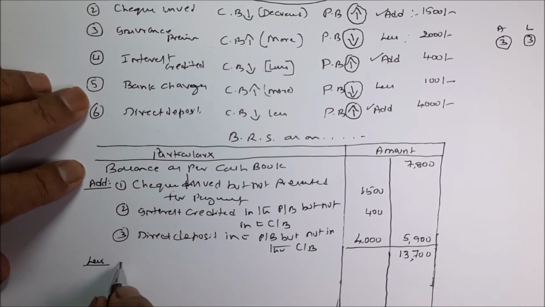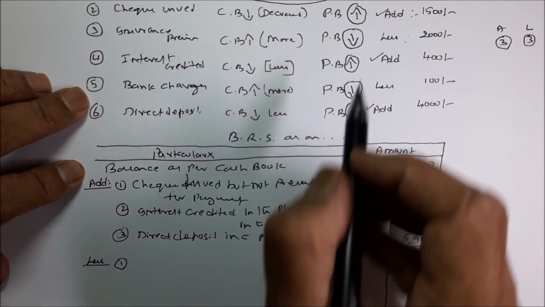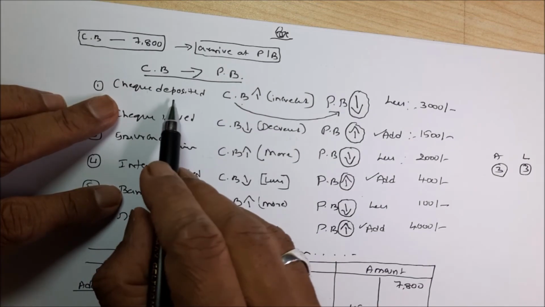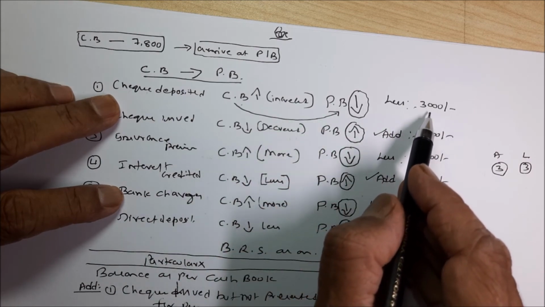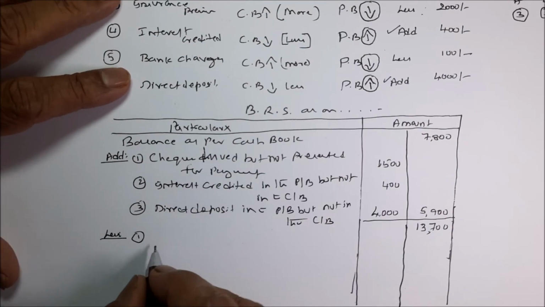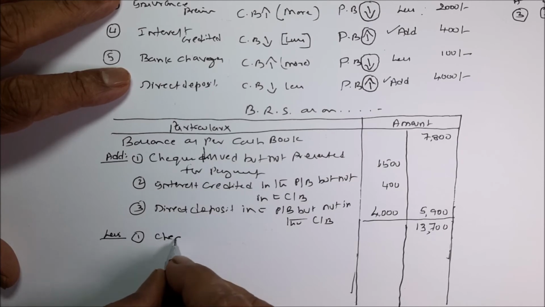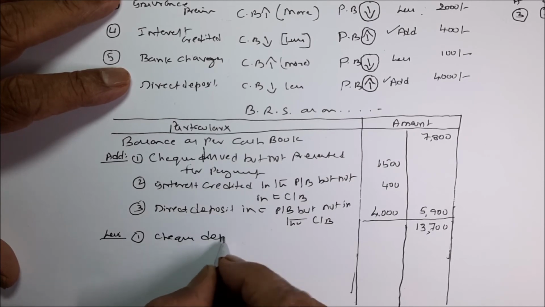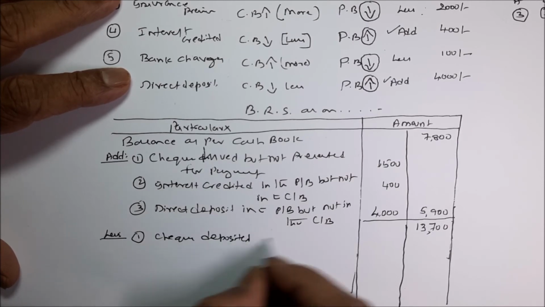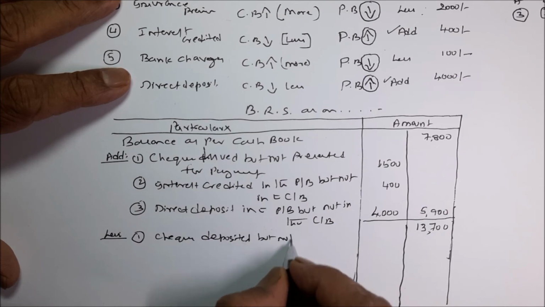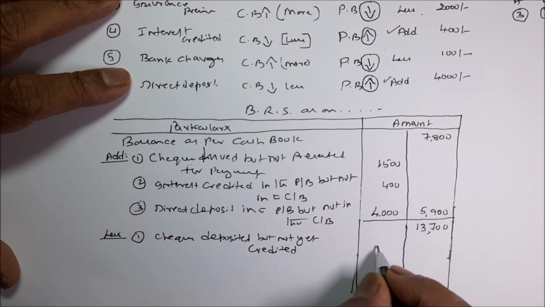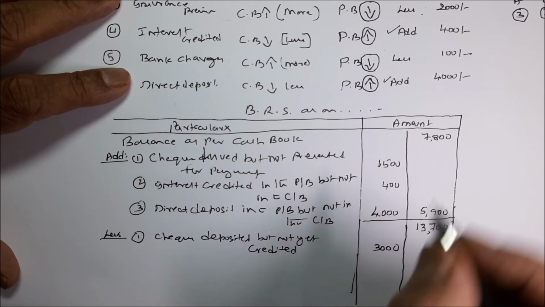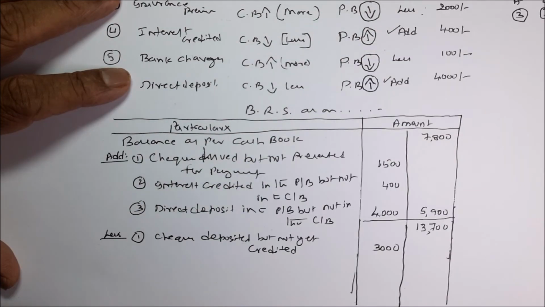Less. Number 1, check deposited but not yet credited. How much actually? 3,000. Number 1, check deposited but not yet credited, that is 3,000. Inner column, one less is over.